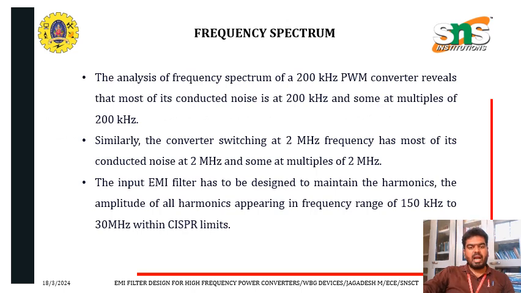Frequency spectrum. The analysis of the frequency spectrum of a 200 kilohertz PWM, that's pulse width modulation, converter reveals that most of its conducted noise is at 200 kilohertz and some at multiples of 200 kilohertz. Similarly, the converter switching at 2 megahertz has most of its conducted noise at 2 megahertz and some at multiples of 2 megahertz. The input EMI filter has to be designed to maintain the amplitude of all harmonics appearing in the frequency range of 150 kilohertz to 30 megahertz within CISPR limits.